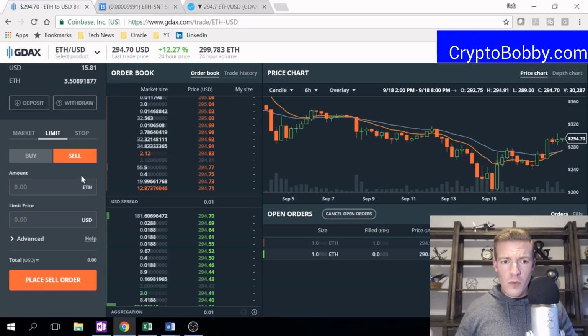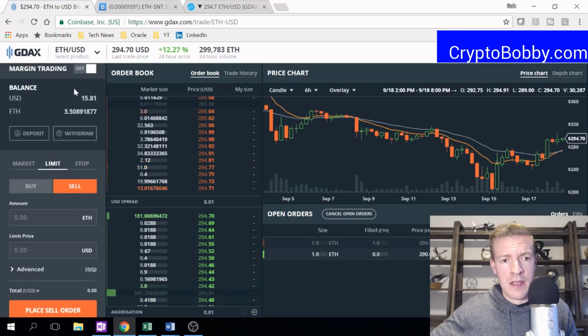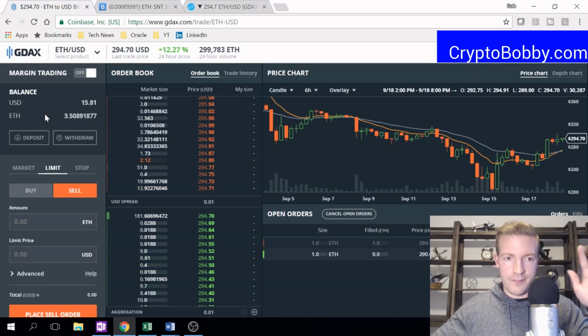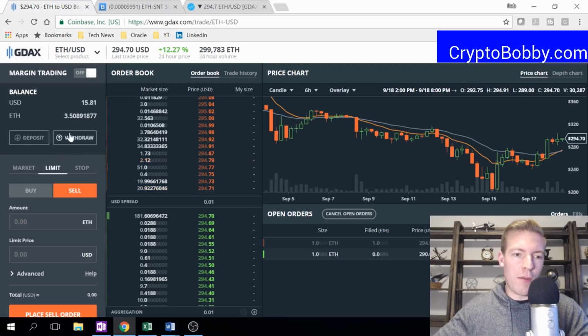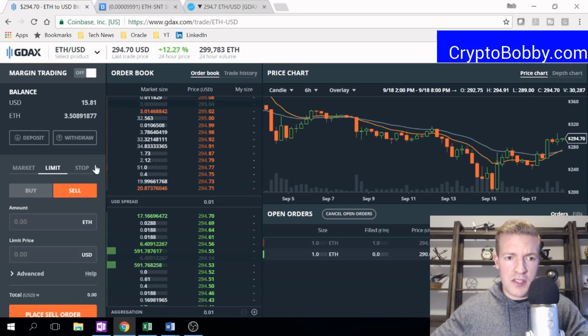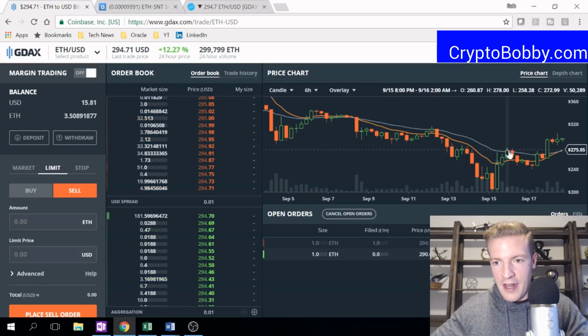So right now I have 3.5 Ethereum, and it's just within GDAX. It's not my overall portfolio. That's what the Ledger Nano S is for, but I have 3.5 Ethereum that I bought on these dips and was kind of playing around with, here on GDAX.